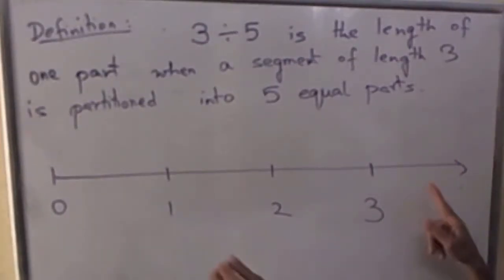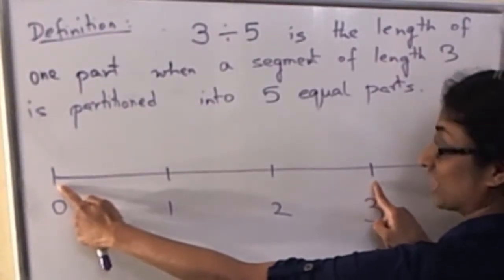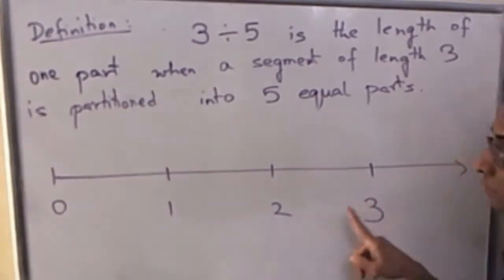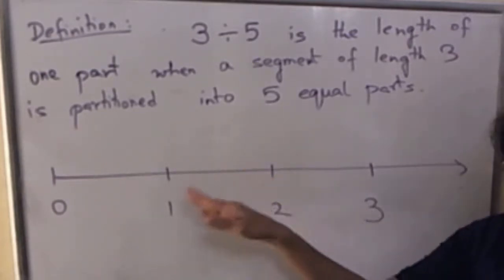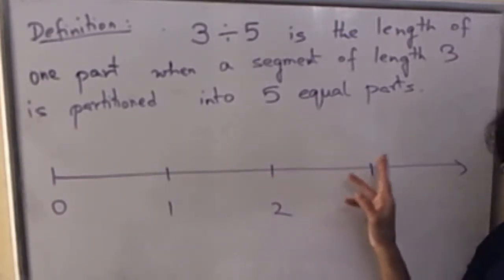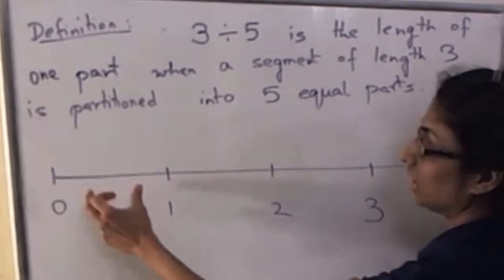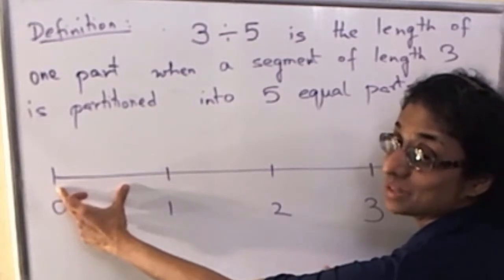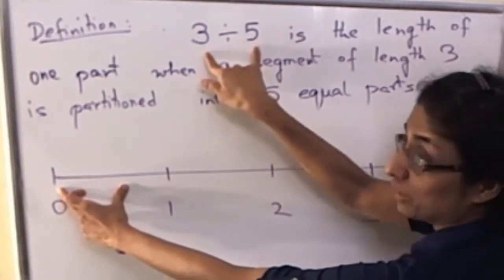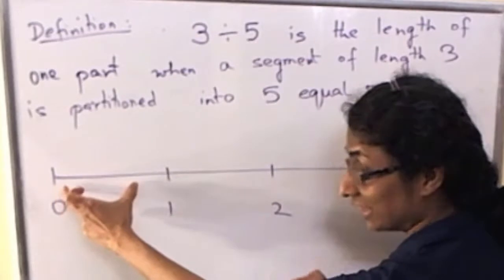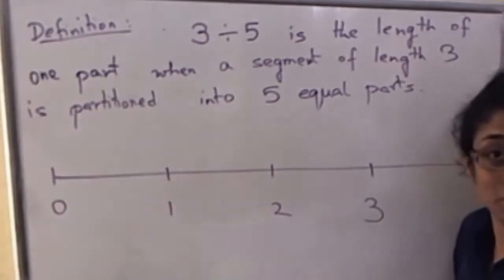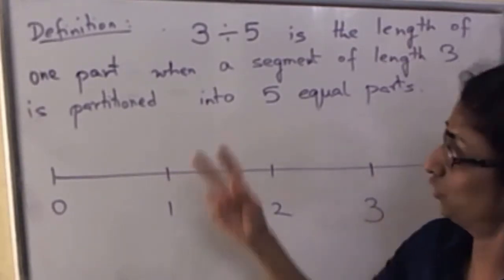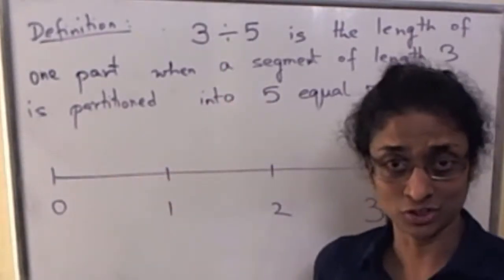So what we're saying is, on the number line, let's look at this segment that starts at 0, ends at 3. This segment is of length 3 units. If we were to partition it or divide it up into 5 equal parts by length, then any one of those small parts would have the same length, and we are saying 3 divided by 5 is by definition the length of such a piece. So then it becomes important for us to ask what is the length of such a piece, because 3 divided by 5 is the length of such a piece.